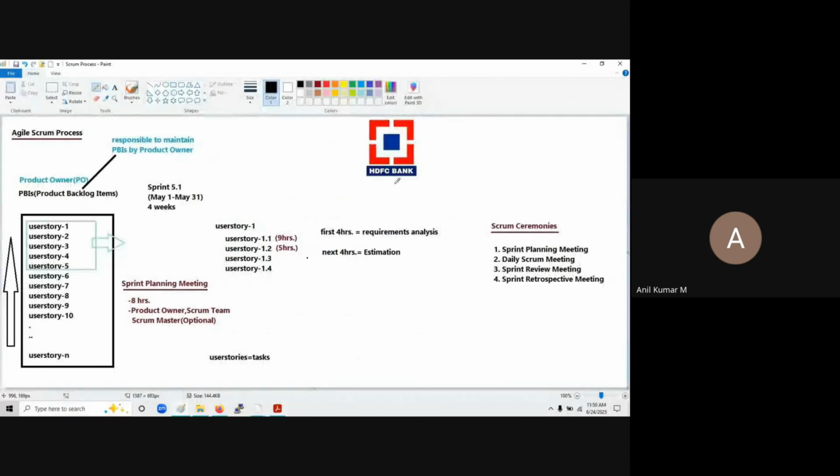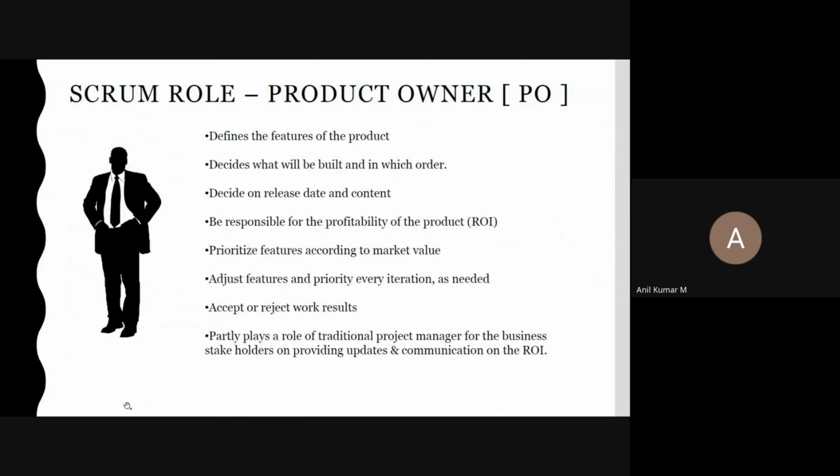As I said, this month, May 1st to May 31st, he has committed these 5 user stories. Before we start the next month sprint, the June sprint, he will prioritize the remaining user stories: which will be built first, which will be built later. That is why it is his responsibility to prioritize the remaining user stories before we start the next month sprint.